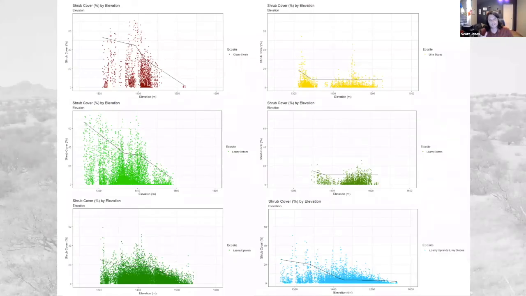So these are the 6 major ecosites out there that account for about 98% of the area at Las Cienegas. The one you're talking about would be the bottom right, which is the loamy upland limey slope. I really showed it to show this interaction: it really does depend on a number of different topoedaphic variables that will dictate where they'll encroach based on these ecosites.